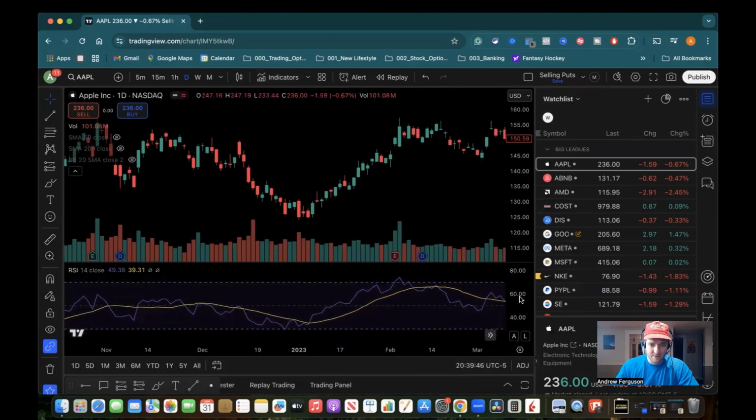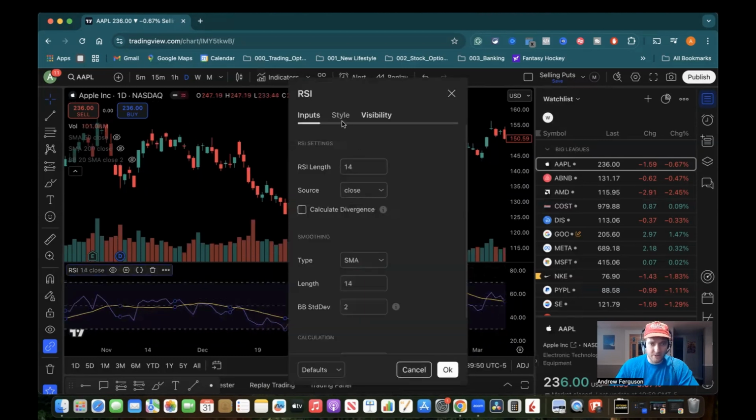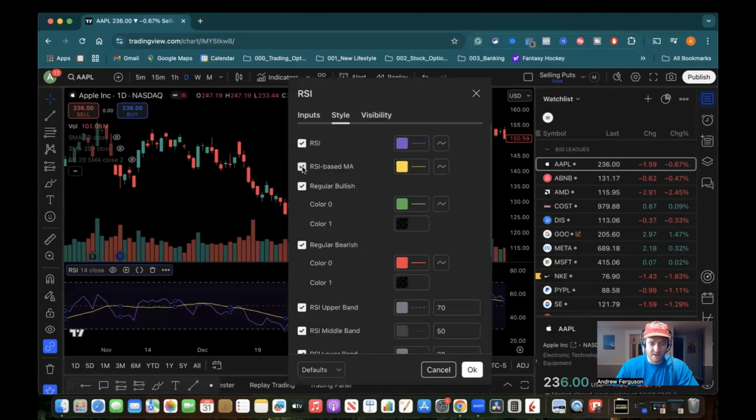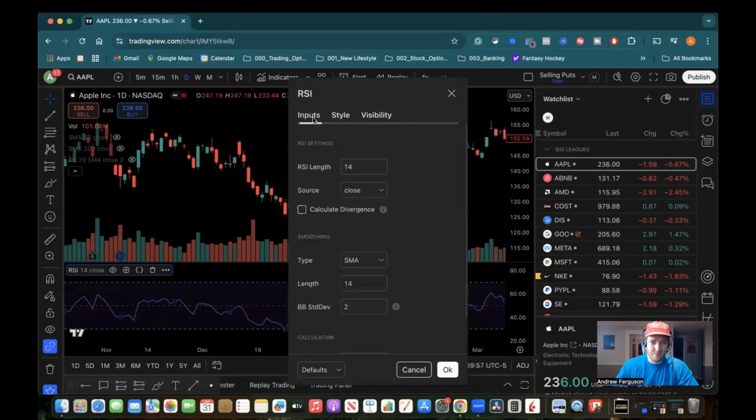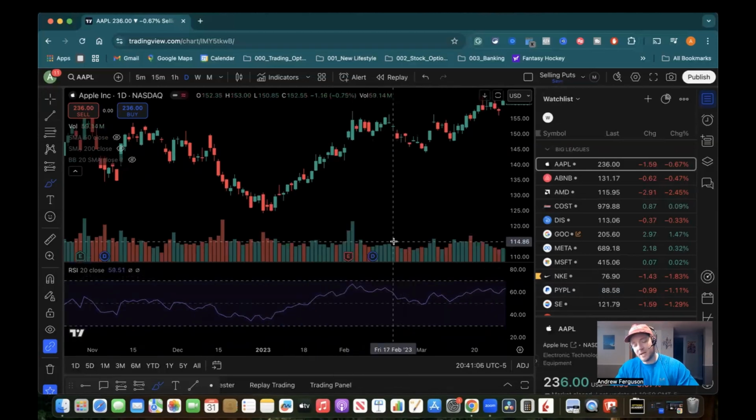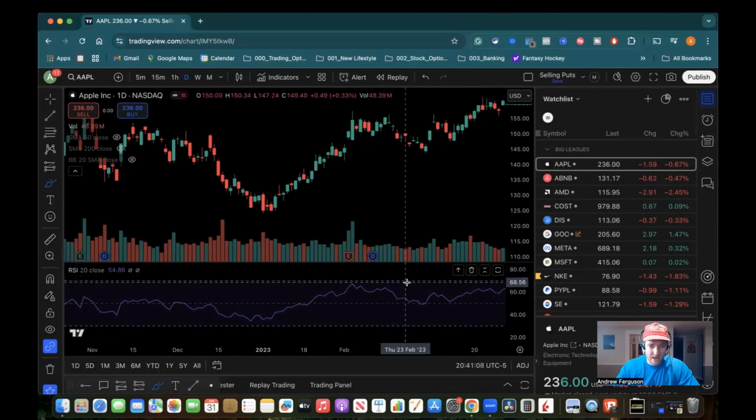Just pull that down. And then over here in the settings area, I like to take that yellow line off, which is the style guide. And I take the RSI based moving average off because I don't really feel like I need that. And in the inputs, I like to change it from 14 to 20 because 20 represents 1 month of trading. And so two things we can look at with RSI. The first one is this top line up here, which represents 70 on our RSI indicator.